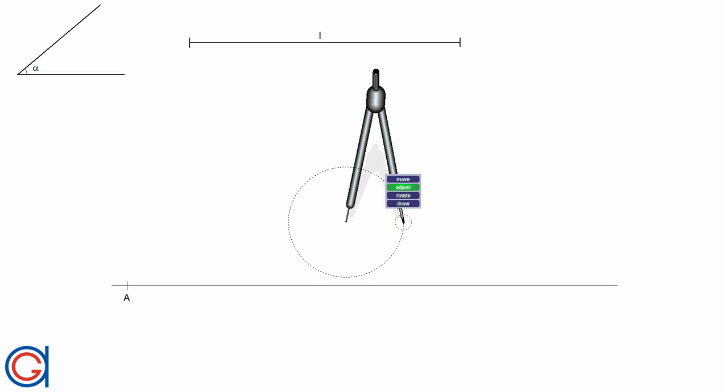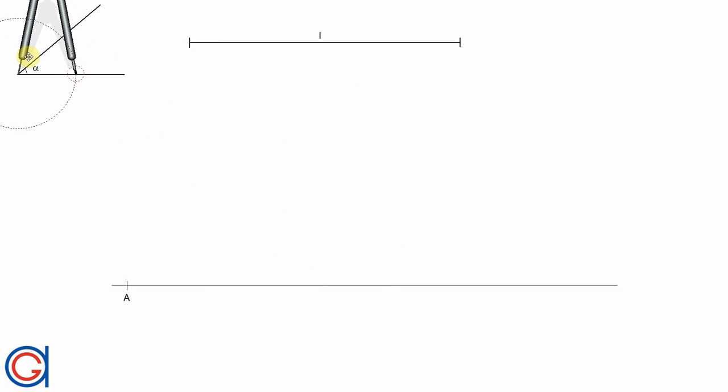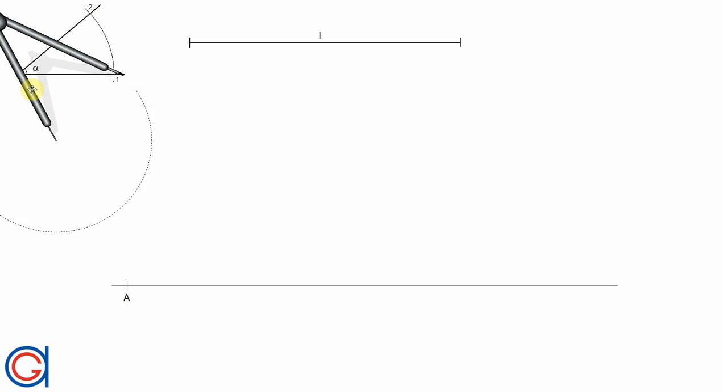So the next step, we are going to transport the angle alpha onto the horizontal line, starting at point A, using the compass method. To do this, we set our compass on the vertex of the given angle alpha and set the compass to a random radius. The larger the radius, the more accurate you will be. We scribe an arc, cutting the adjacent sides at two new points, which we will call 1 and 2, as can be seen here.